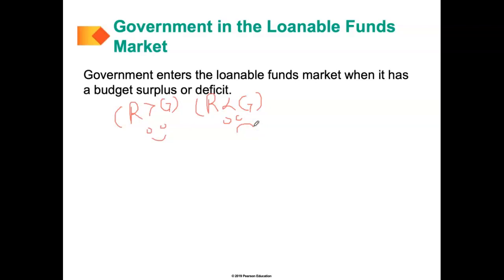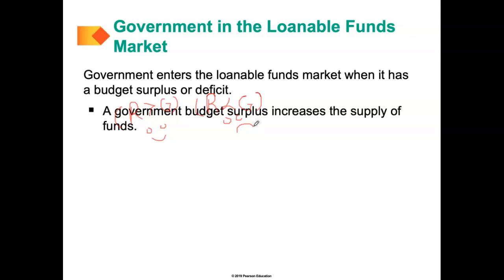Now, if the government is running a budget surplus, it increases the supply of loanable funds, because we take it as a sort of saving. The government is basically saving after earning and spending. What is left over is basically savings.